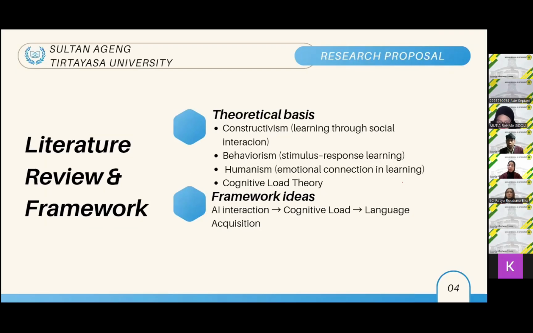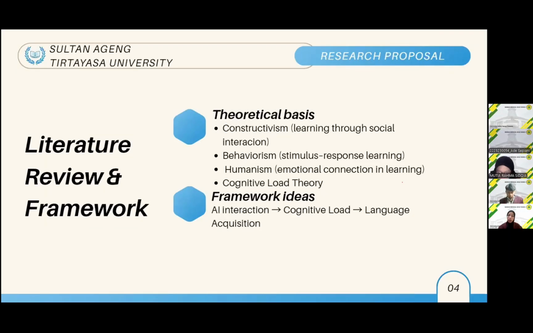Third, humanism, which emphasizes emotional connection and personal meaning in learning. This is something AI currently lacks. And finally, cognitive load theory, which explains that learners have limited mental capacity. If the information is too complex or too much, it can reduce learning effectiveness.